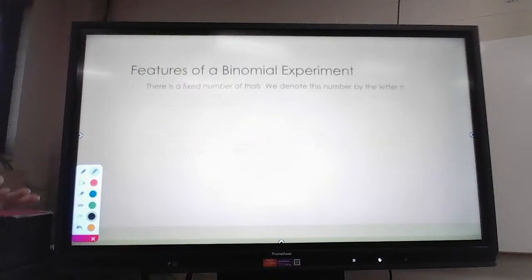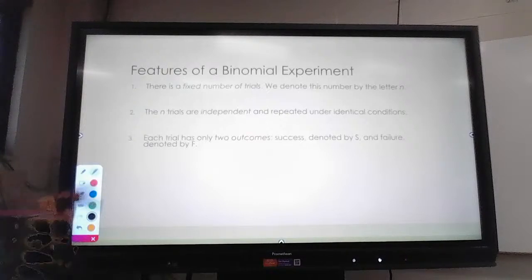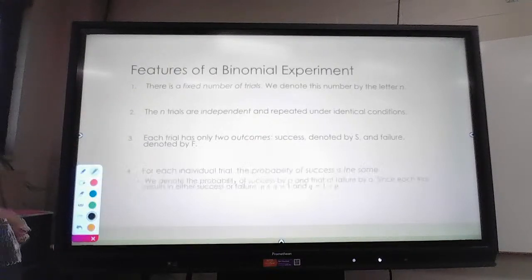So here are the features of a binomial experiment. First, there is a fixed number of trials. The trials don't go on and on. So there's a fixed number of trials. We denote this by the letter N. The trials are independent of each other, and they're repeated under the exact same conditions. And there are only 2 outcomes for each trial, either success or failure. So success is denoted by S, and failure is denoted by F.